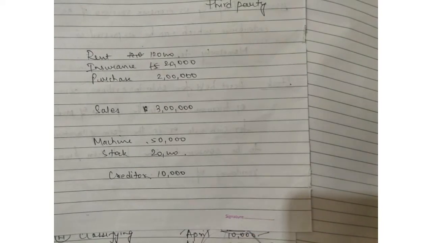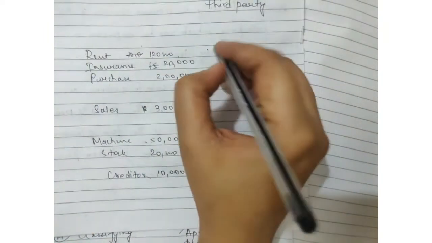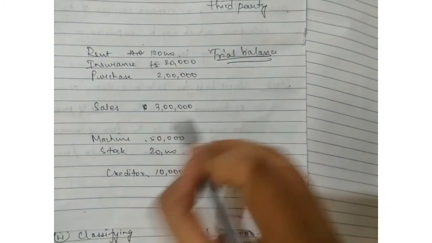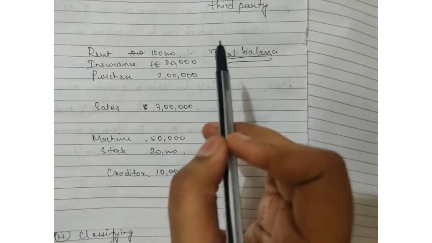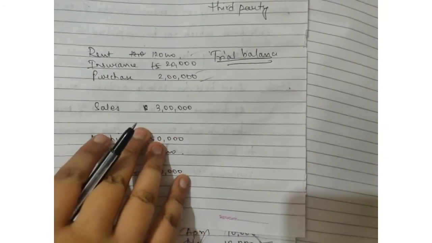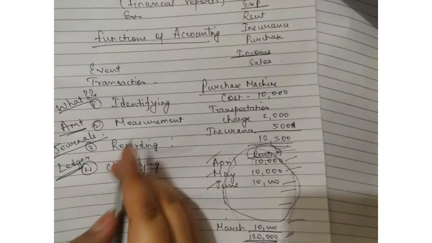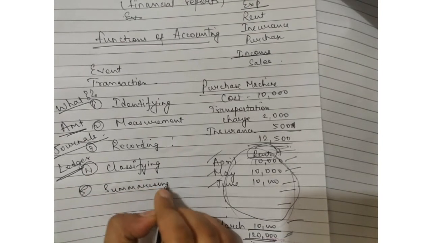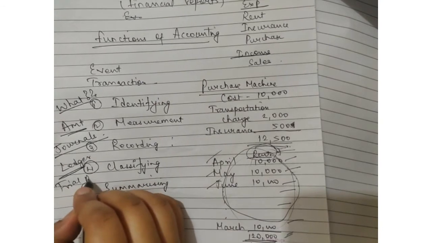So during the year end or on a particular date, you might want to have just a glance of how much expense, how much income, how much asset, and how much liability. So we summarize all these transactions and show it in the form of a trial balance. By looking at the trial balance, you can see at one shot, okay, so rent is 1,20,000, insurance 20,000, purchase 2 lakh, and so on and so forth. So the next function is summarizing. This is done in the form of a trial balance.